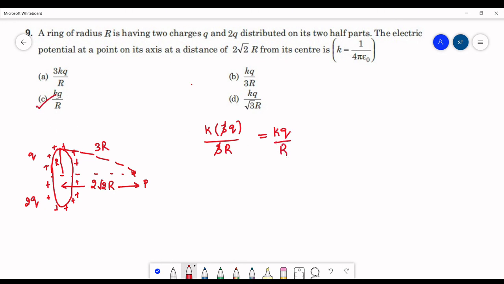The main point is that potential is a scalar quantity, and all the points on this ring are at equal distance from this point. So we can write the total potential as K into total charge on the ring upon the distance of any elemental part of the ring to the point, which will be 2R. Any point will be at a distance of 2R from the point P. So option C will be correct for this.